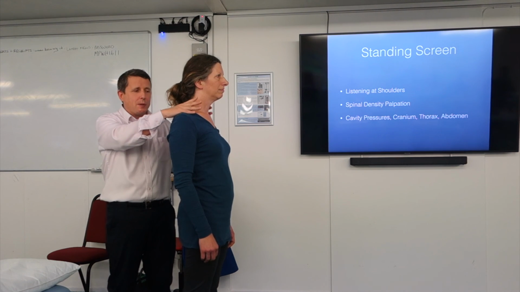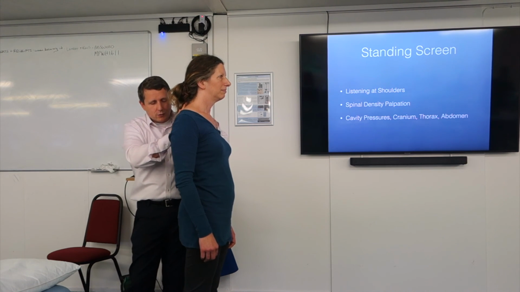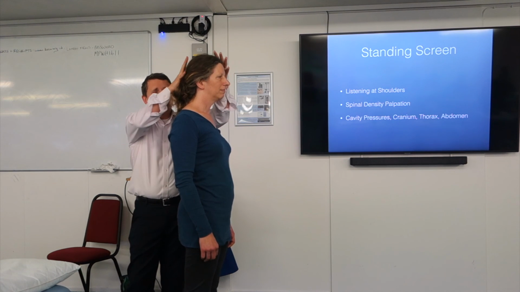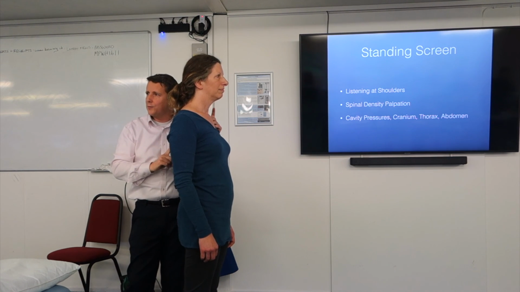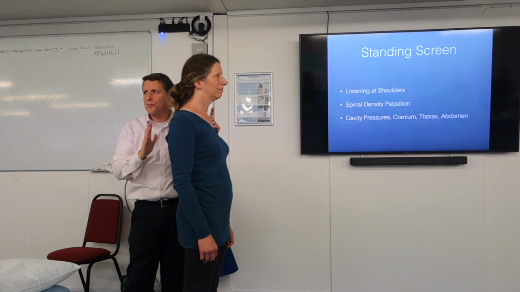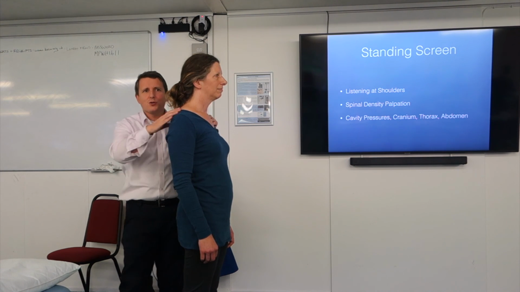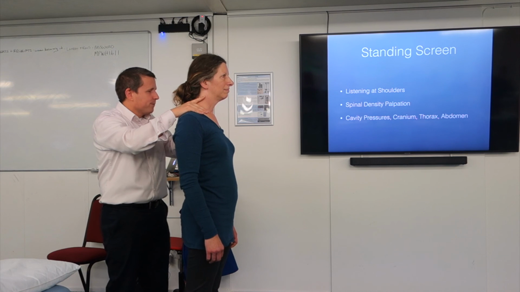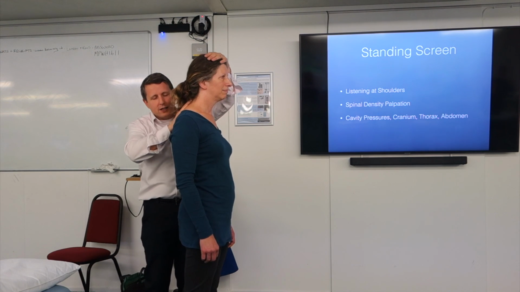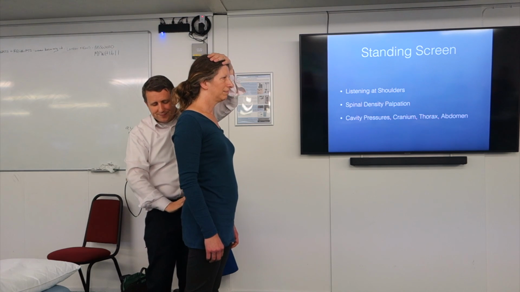So it allows you to compare a restriction in the spine to a cranial restriction to a visceral restriction and decide which of those is primary, or begin to. I can't promise you nirvana, but it at least gives you a chance to make an educated guess. So we listen at the shoulders, and then we talk about this idea of spinal density palpation.